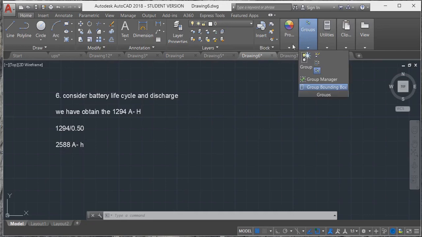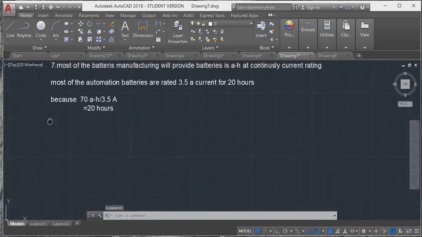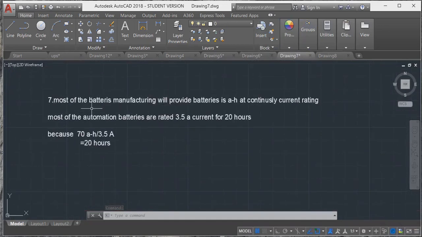Now going to the seventh step, the standard battery ampere hour rating. Most battery manufacturers provide the ampere hour rating at a continuous current rating. Most automotive batteries are rated 70 ampere hour, at a current of 3.5 amperes. That means it will provide 3.5 amperes current for 20 hours, because 70 divided by 3.5 gives 20 hours.